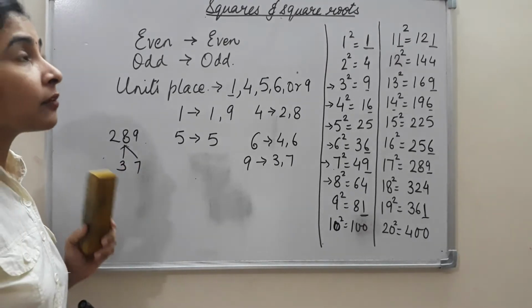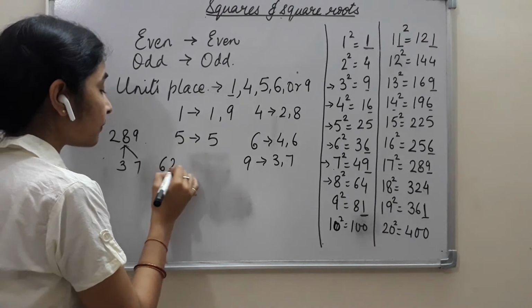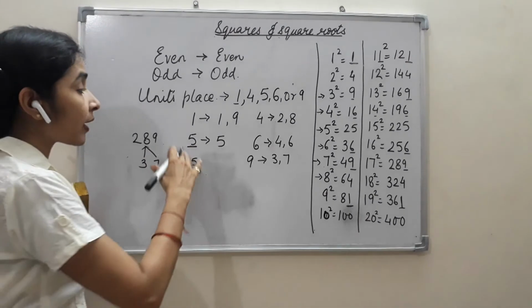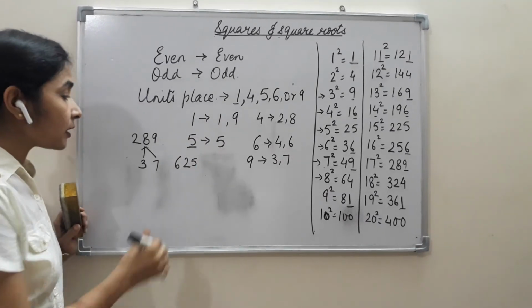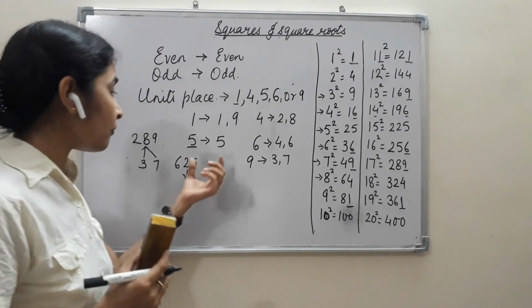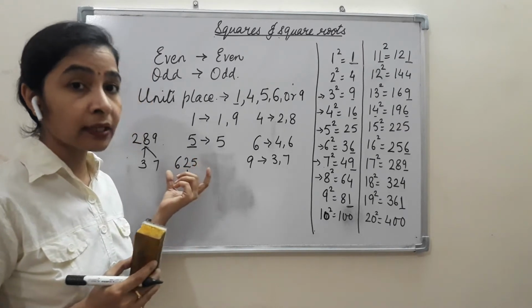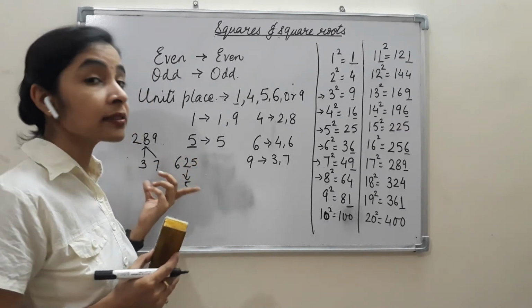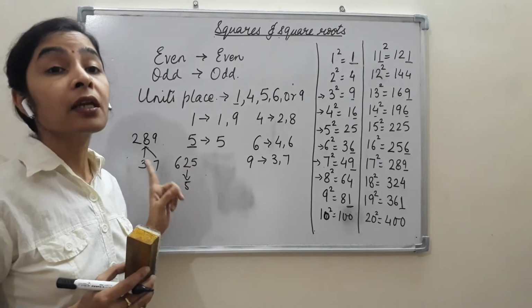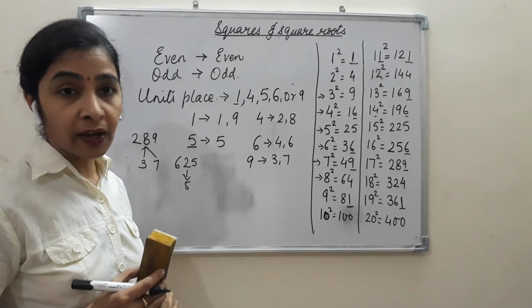Okay, similarly if we are asked about 625, then we know that when 5 is at the units place, the square root will also have 5 at the units place. So if anyone asks whether it can be a perfect square, then we can say yes, it can be a perfect square, but the units place in the square root should be 5 only.